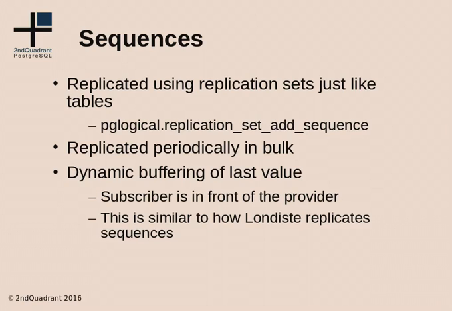So then you get some interesting artifacts for this, and that is basically that the subscriber is always in front of the provider in terms of the last value of the sequence. So the provider can have a value something like 1002, while the subscriber has already something like 2000.